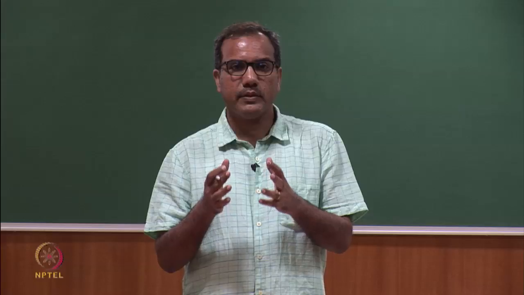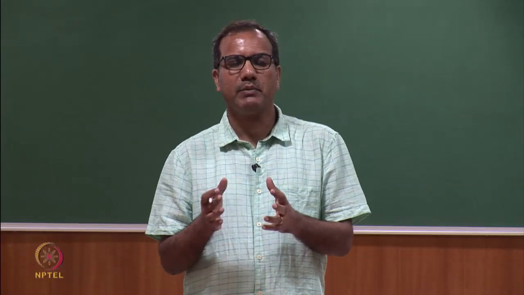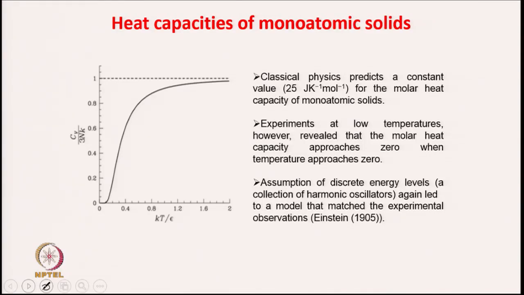The next observation is about the heat capacity of monoatomic solids. Classical physics predicts a constant value of 25 joule per Kelvin per mole for the molar heat capacity of monoatomic solids. Whereas, when we do the experiment at low temperature, we observe that the molar heat capacity approaches 0 when temperature approaches 0. So, here is a plot between Cv by 3Nk and kT by epsilon.